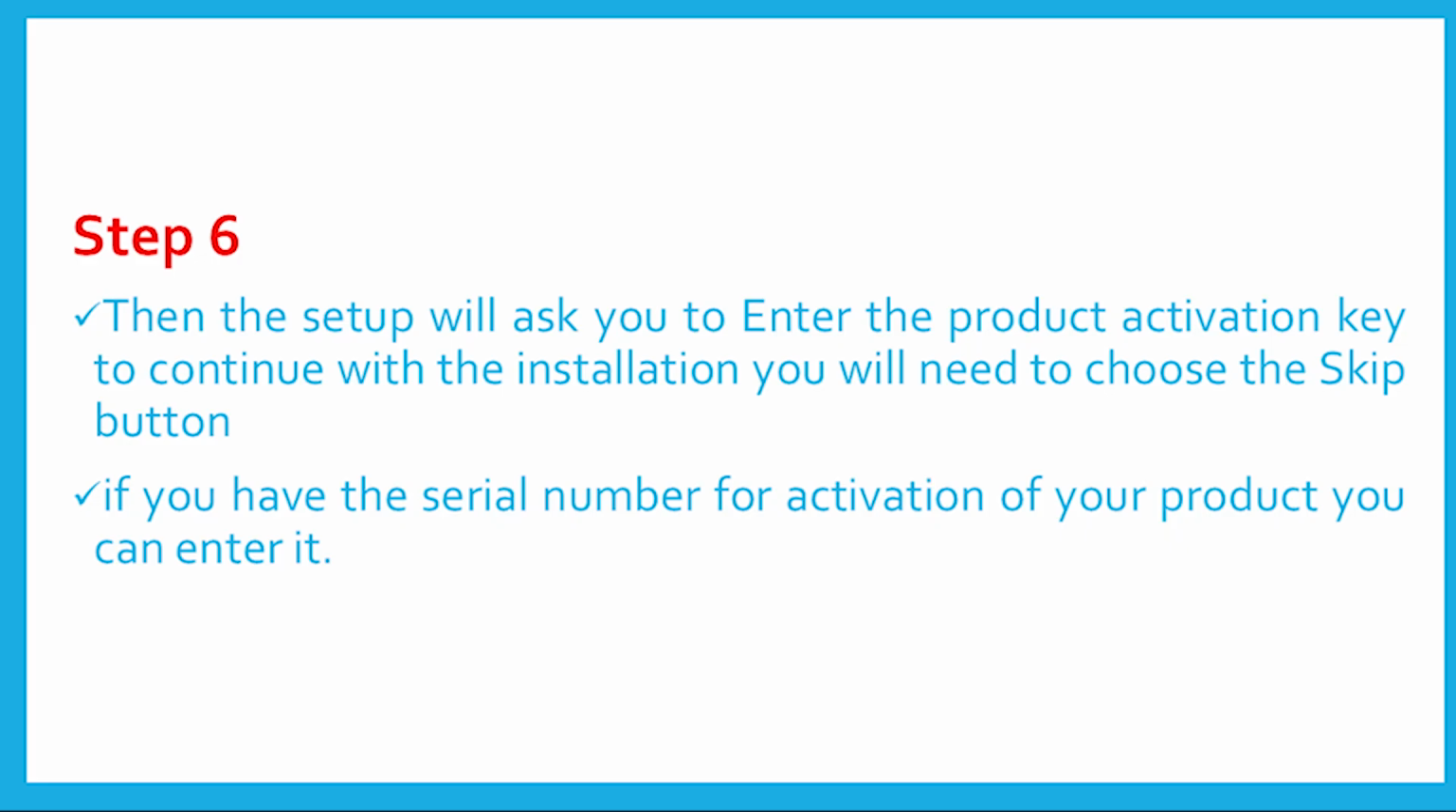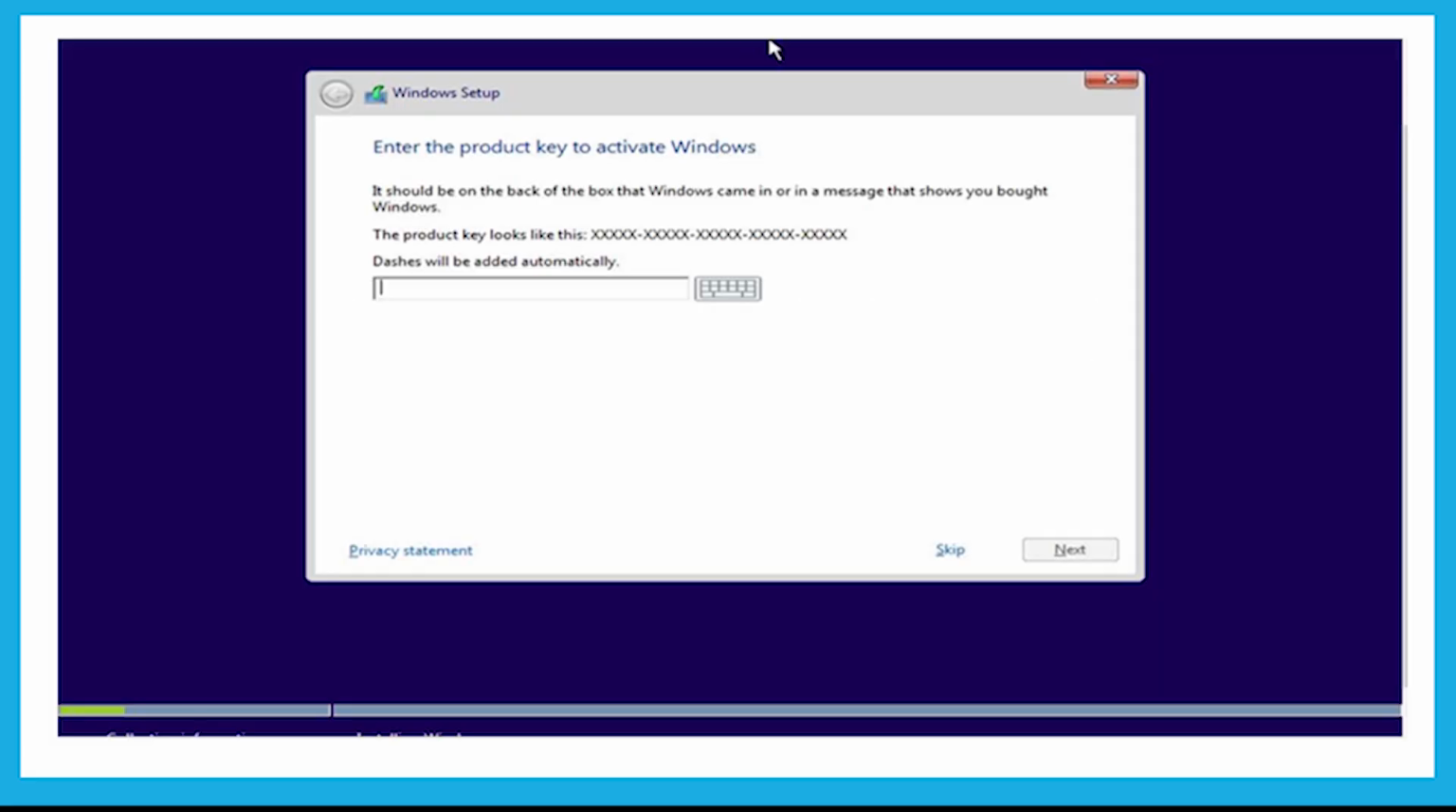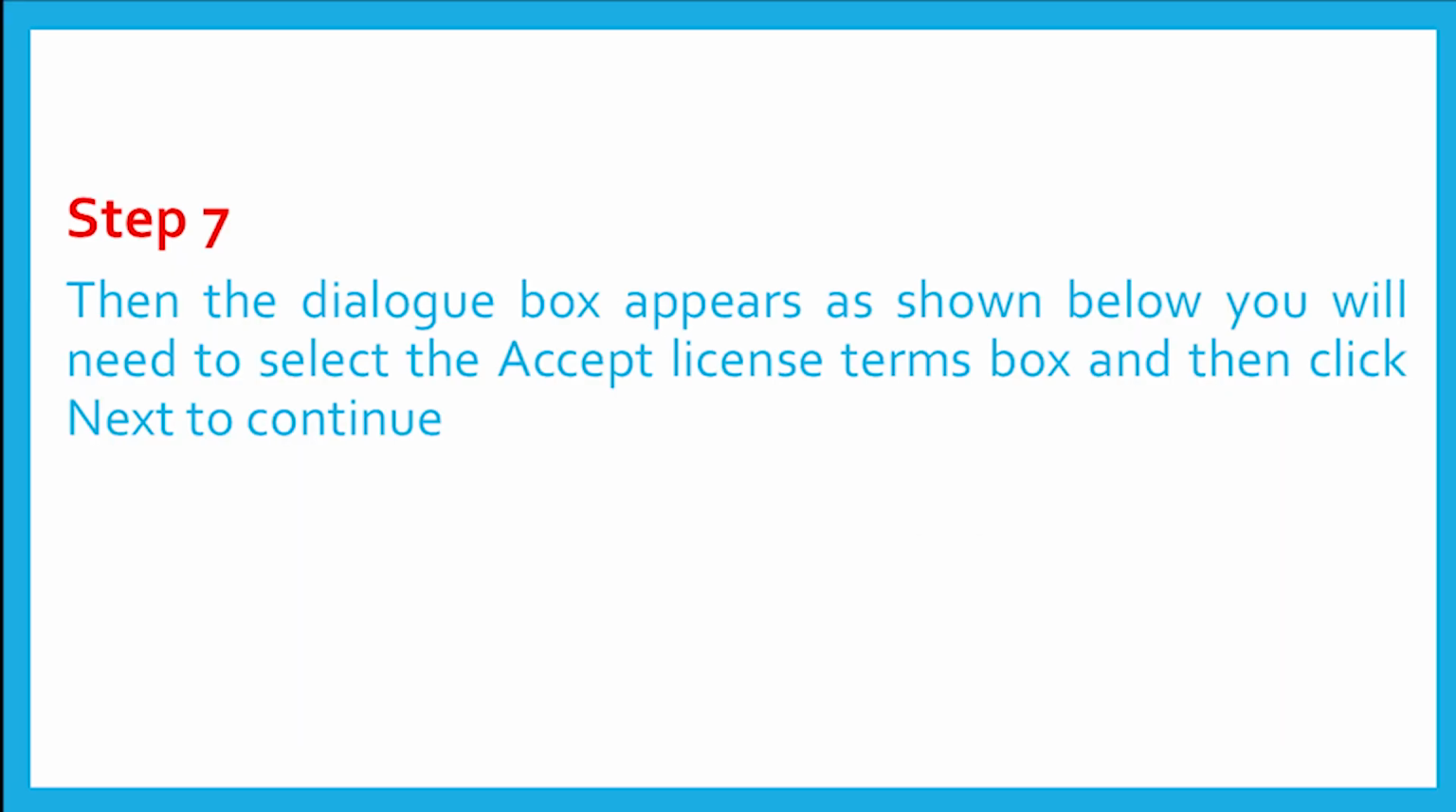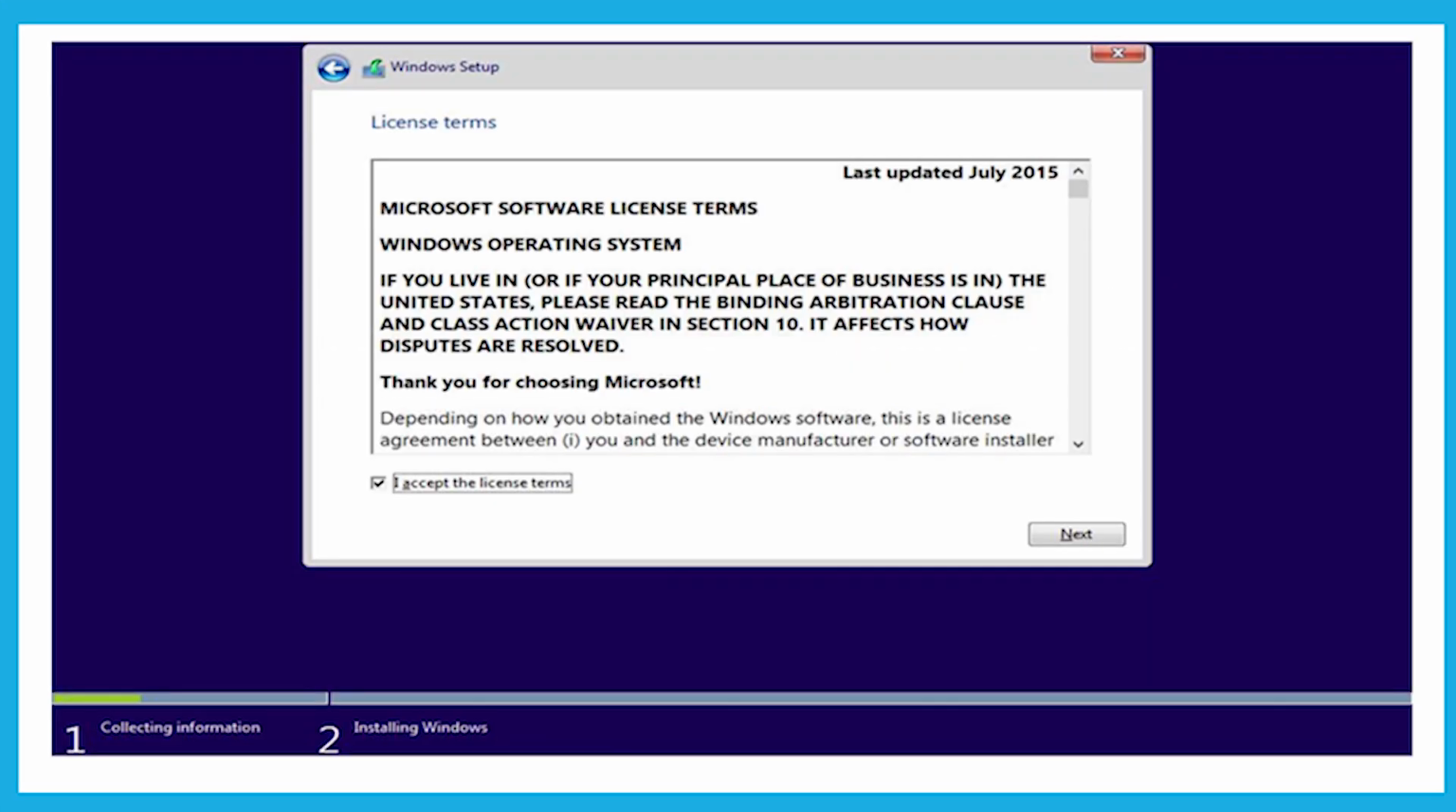Step 6. Then the setup will ask you to enter the product activation key. To continue with the installation, you will need to choose the skip button, and if you have the serial number for activation of your product, you can enter it. Step 7. Then the dialog box appears as shown. You will need to select the Accept License Terms box and then click Next to continue.